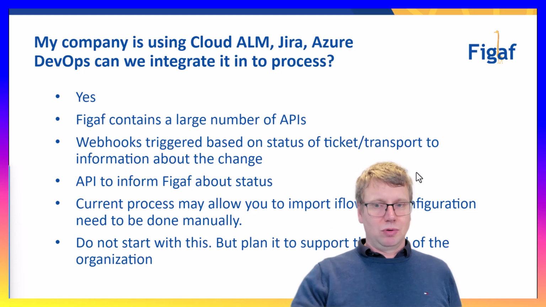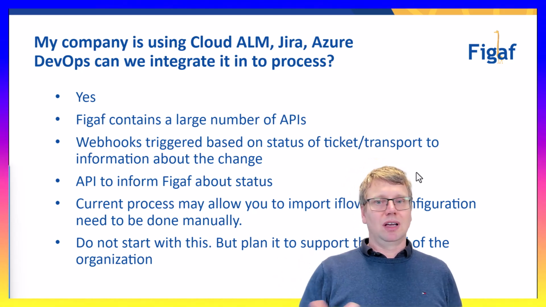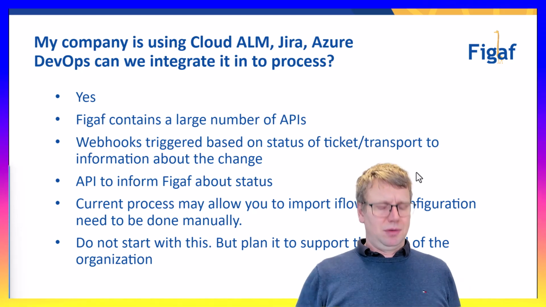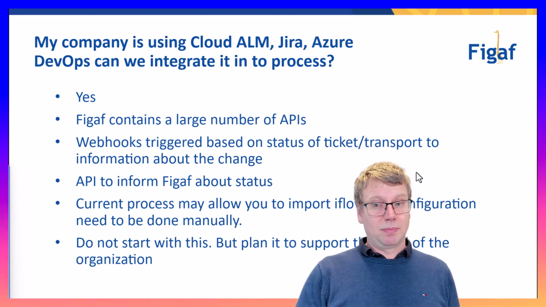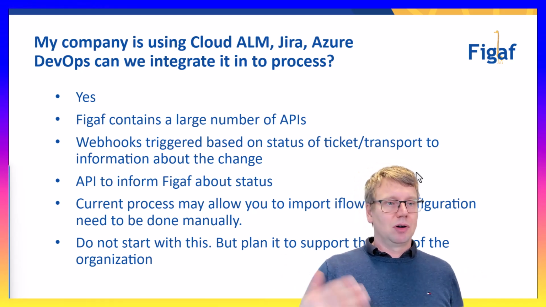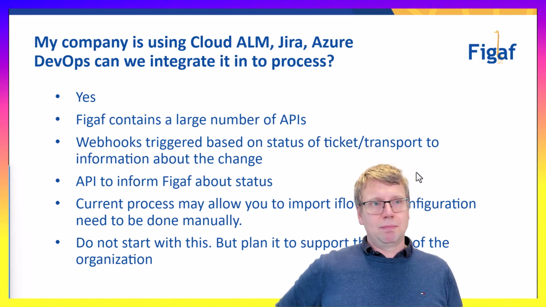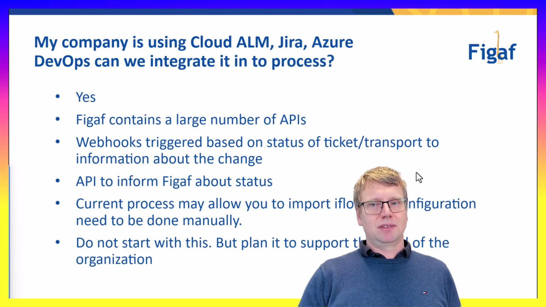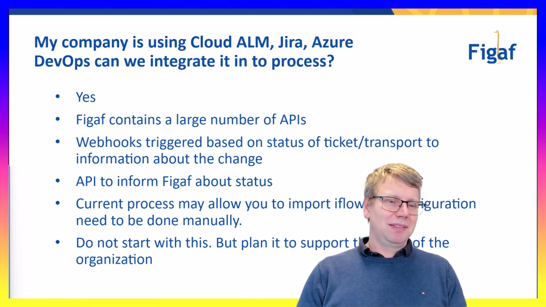Making it so that whenever you do a transport, you just put in the external ID, which would be the transport number in Cloud ALM or CTS Plus or whatever. Then you can call a webhook with CTS Plus, and then you'd actually be able to import or whatever you need from these things. It's possible. I would not recommend that you start out with this.